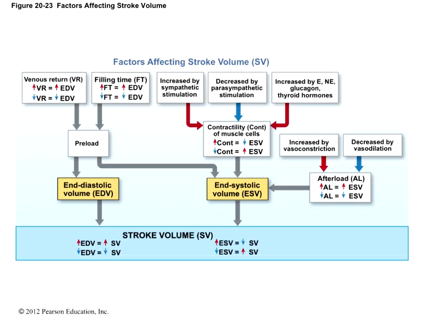And so here we have factors that affect stroke volume: venous return, filling time, increased sympathetic division, decreased sympathetic division, and different types of hormones that can affect either your end-diastolic or your end-systolic volume, which is always going to affect your stroke volume.